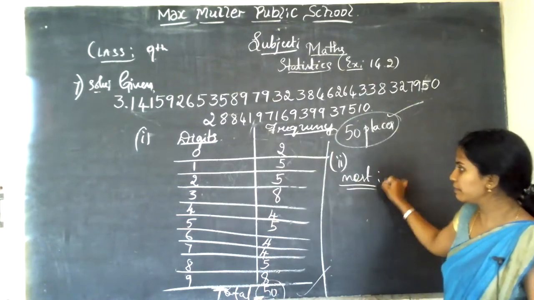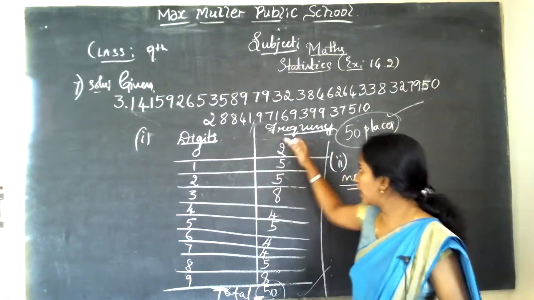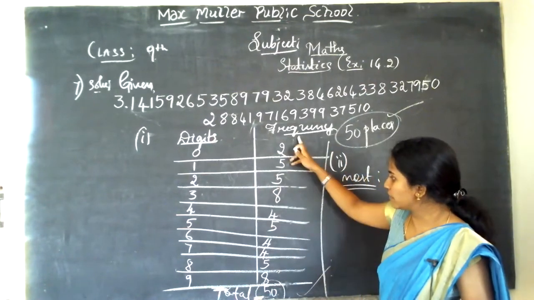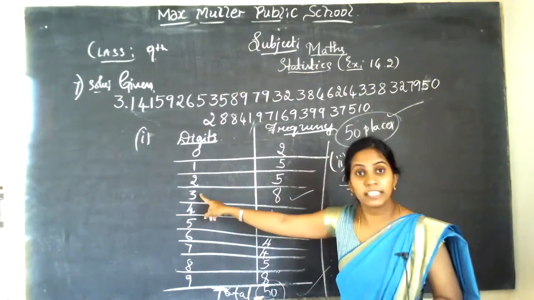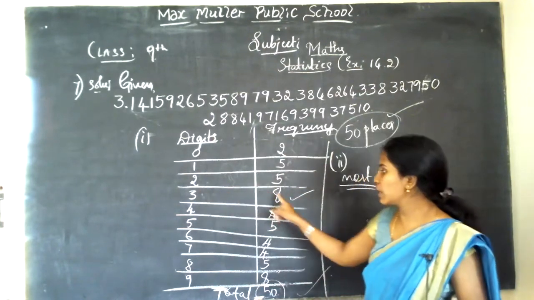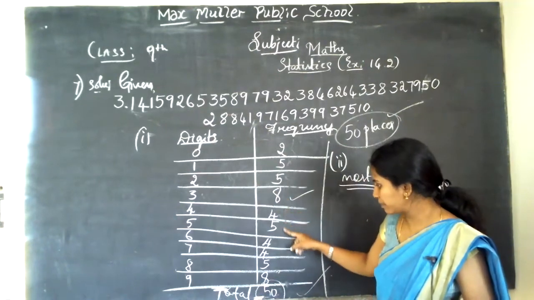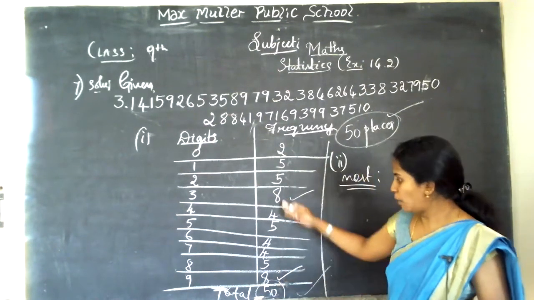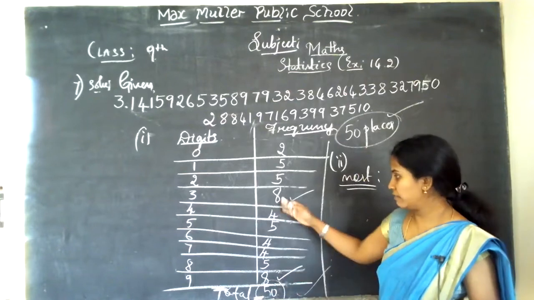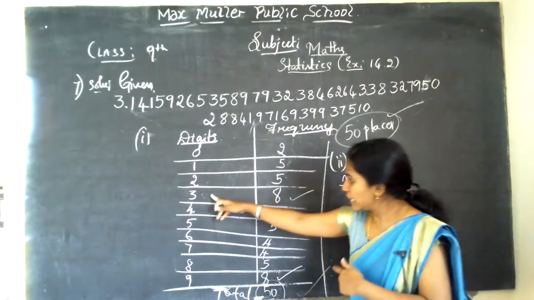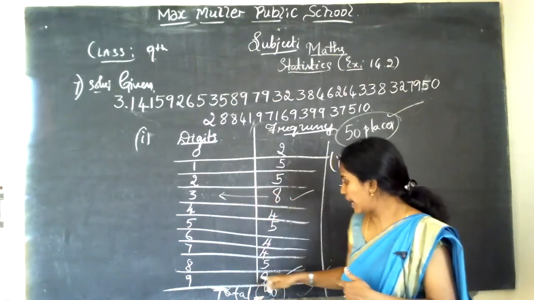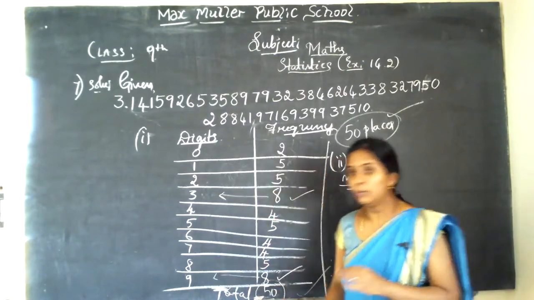Most repeated digits. When you observe the frequency, which has the highest? So this one, that is for the digit 3, you have frequency 8. Similarly, for 9, both are same. They have same number. So we need to write 3 as well as 9.